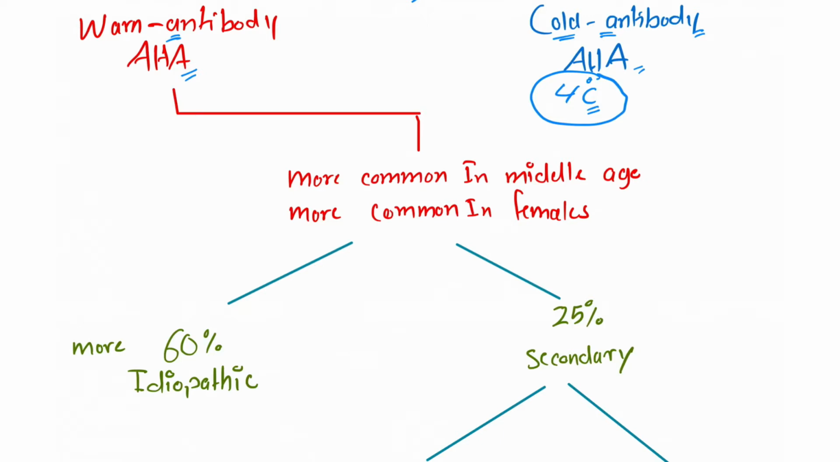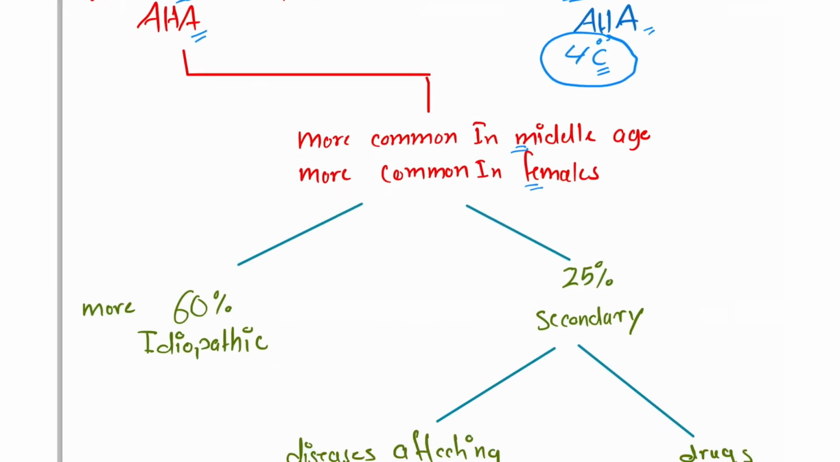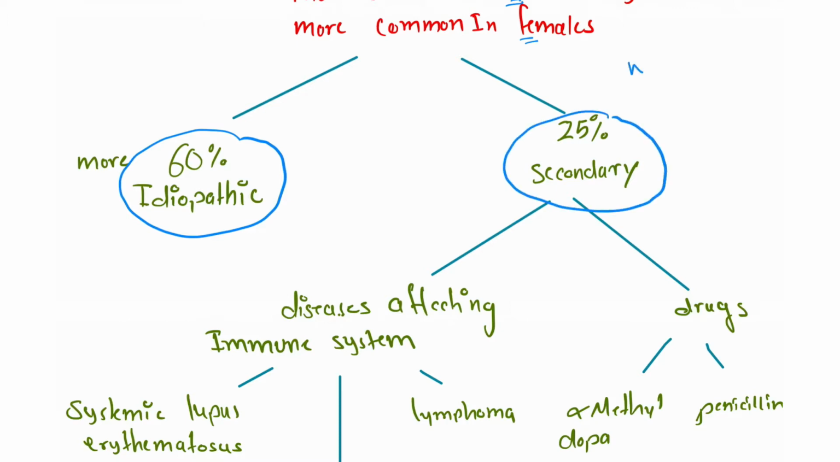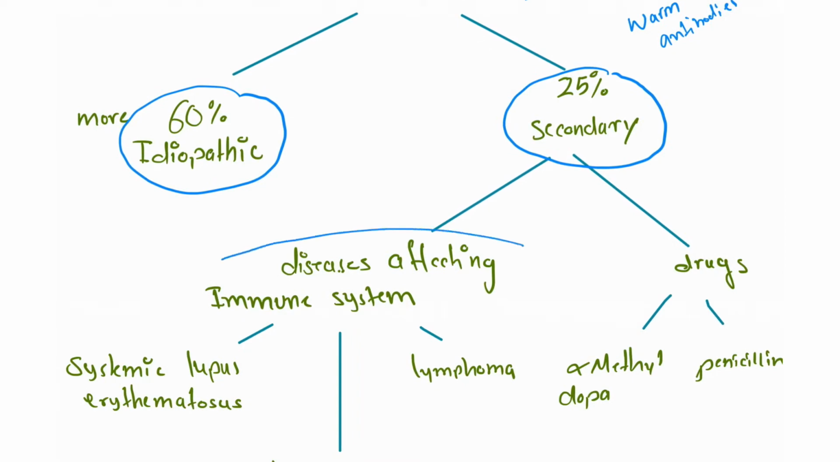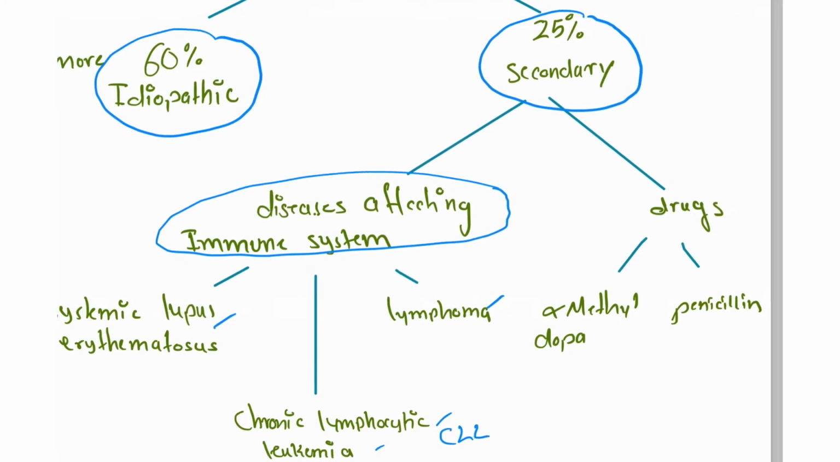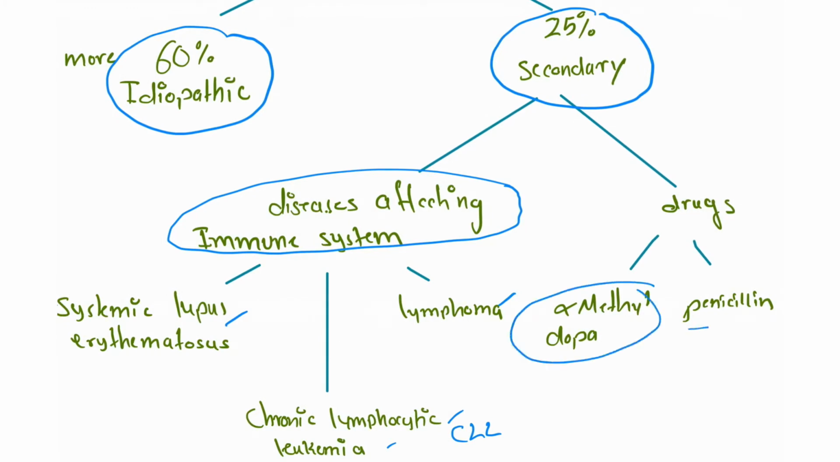Regarding warm autoimmune hemolytic anemia, it is considered more common in middle age and more common in females. Causes of warm autoimmune hemolytic anemia include 60% idiopathic, meaning without the presence of underlying pathology, and 25% secondary, meaning warm antibody caused by secondary causes. These secondary causes are either diseases affecting the immune system such as SLE, lymphoma, or chronic lymphocytic leukemia CLL, or drugs such as alpha-methyldopa or penicillin.